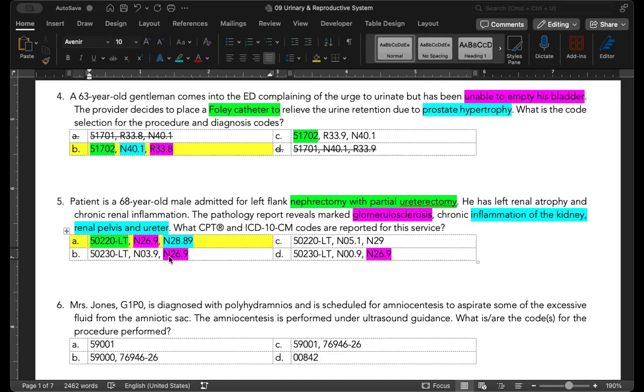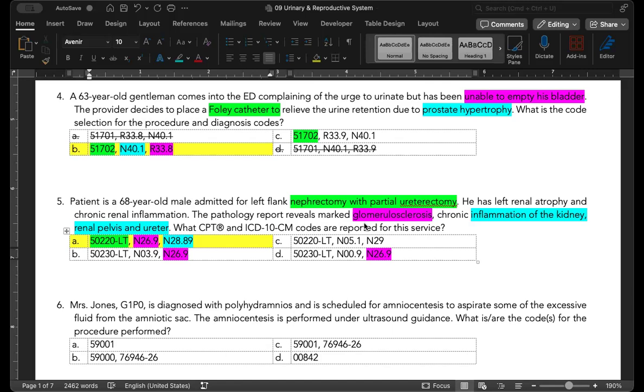So the way that we're going to find that, we knew that our glomerulosclerosis code was the N26.9, because once we go to glomerulosclerosis within the alphabetic index, it tells you to look at sclerosis and then renal. And then that takes us to the N26.9. Now, for the inflammation of the kidney, the renal pelvis, and the ureters, we would go to inflammation for main term.